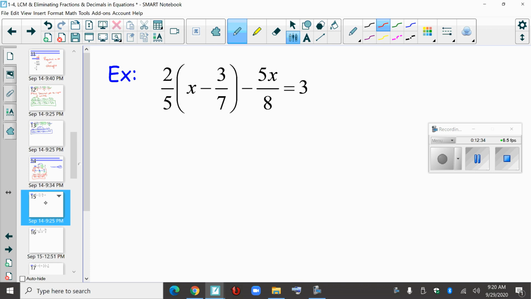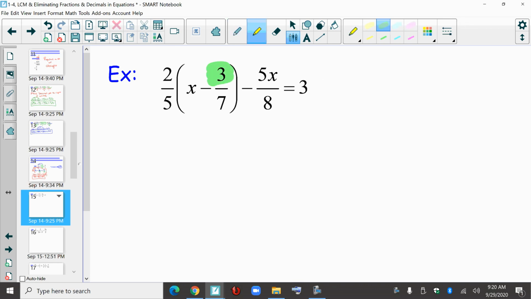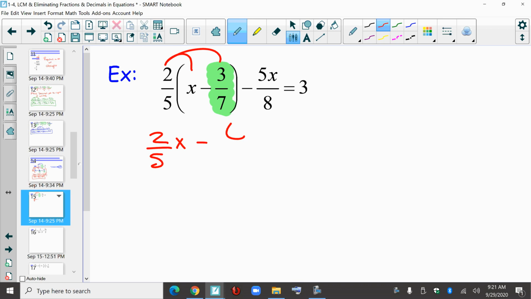Next, let's do it again. Same exact concept. My fraction is inside the parentheses, so I'm going to distribute. I have a 2 over 5x minus 2 times 3 is 6, 5 times 7 is 35, minus 5/8 x equals 3.